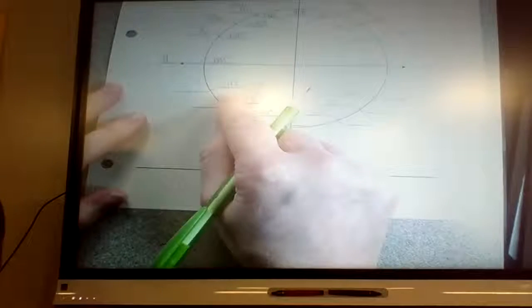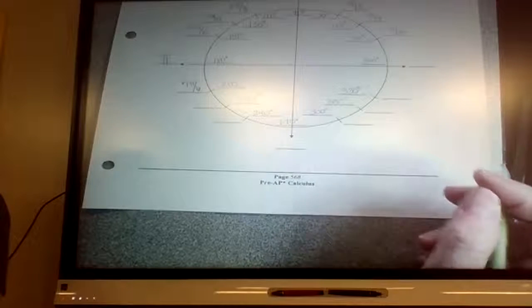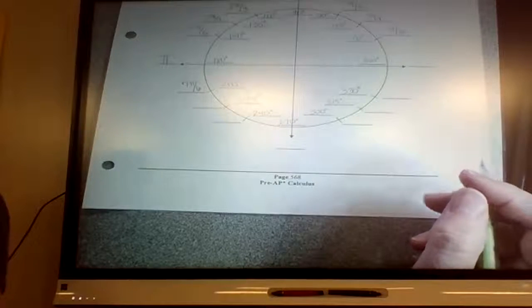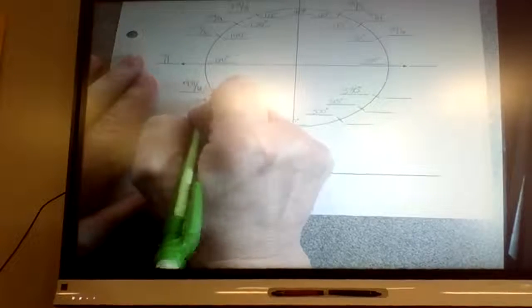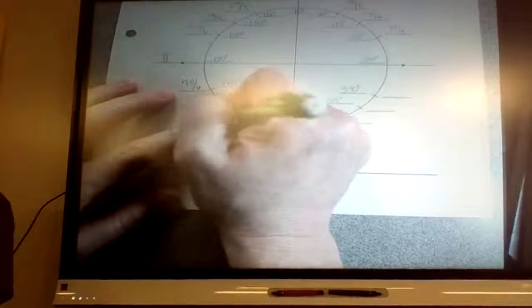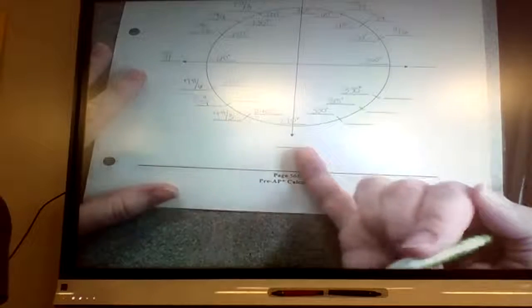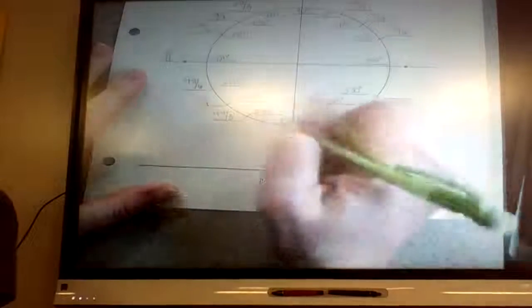Can I say my number now? Yes. 7 pi over 6. 210 is 7 pi over 6. You are correct. Now you can. 5 pi over 4, and then 4 pi over 3. You just add the denominator on the other side. How about 270? 3 pi over 2.